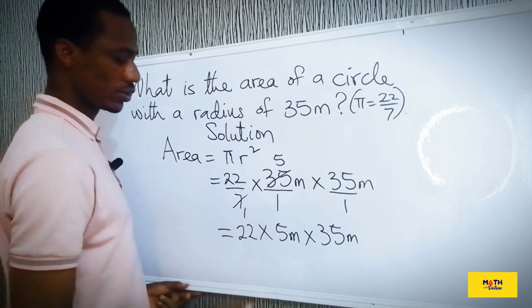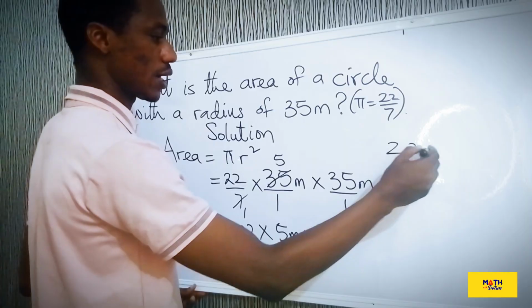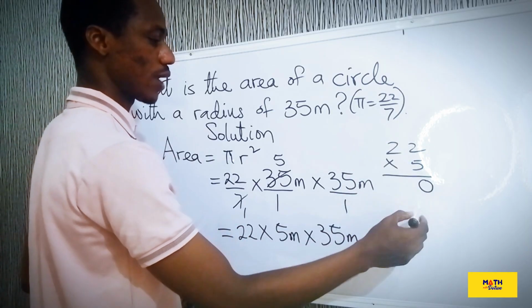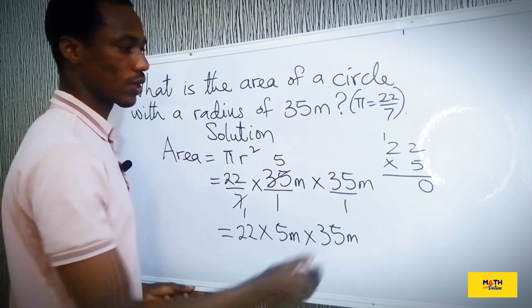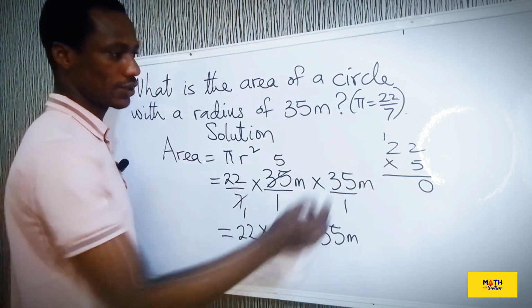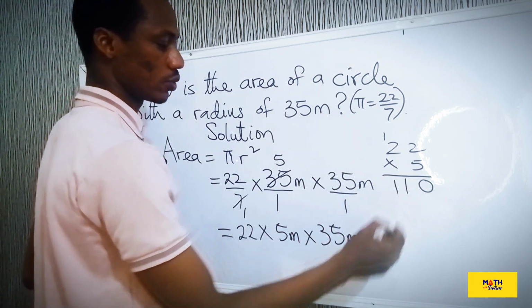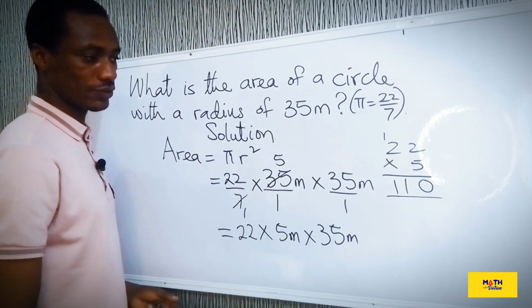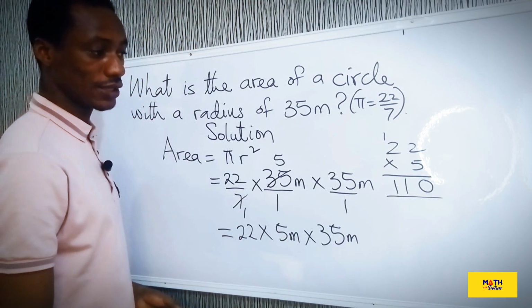Okay, so let's do it this way. We have 22 times 5. 5 times 2 is 10. We'll write the 0, then take the 1. 5 times 2, 10, then plus 1, we have 11. So that's 110. Then remember, we still have to multiply that by 35.